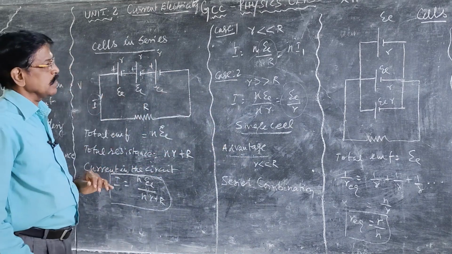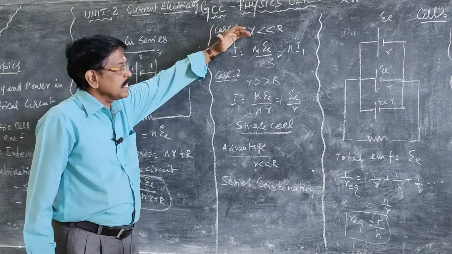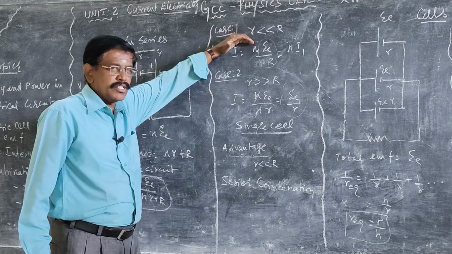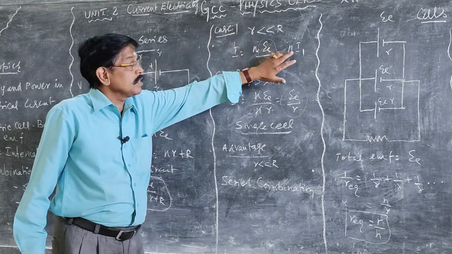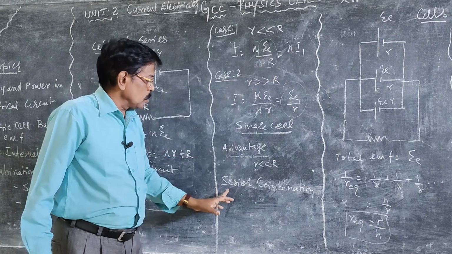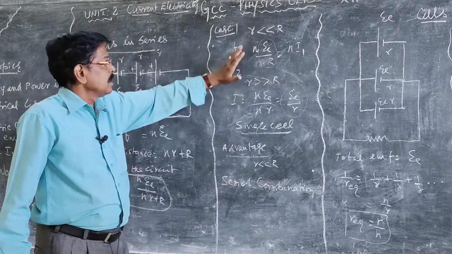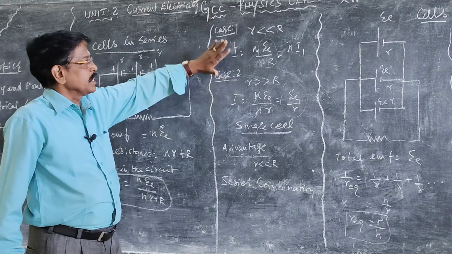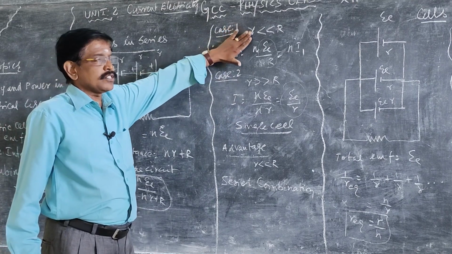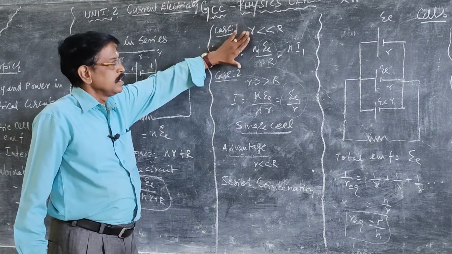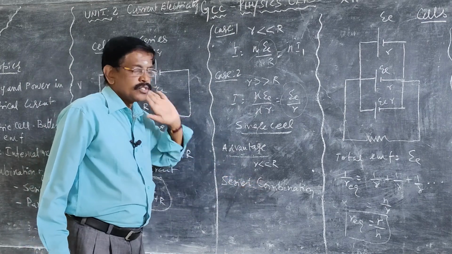So which one is advantageous? If the internal resistance of a cell is very much lesser, you will get more current. So in the series combination, if the internal resistance is very much less, you have to connect it in the series connection.